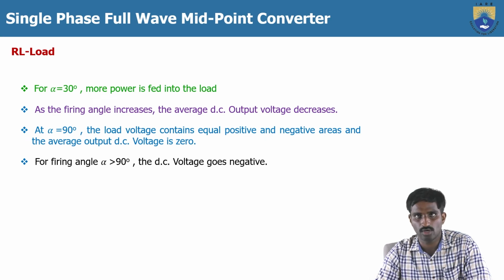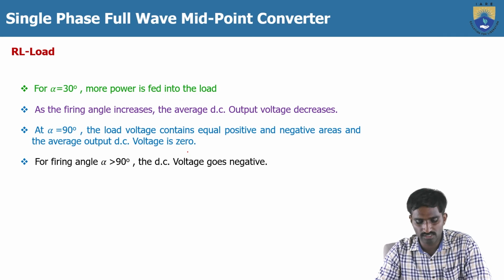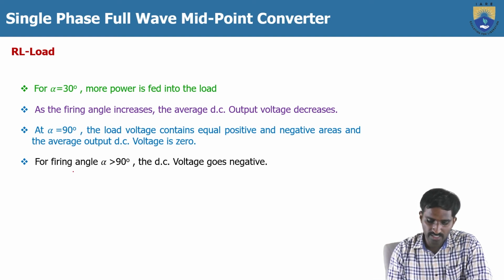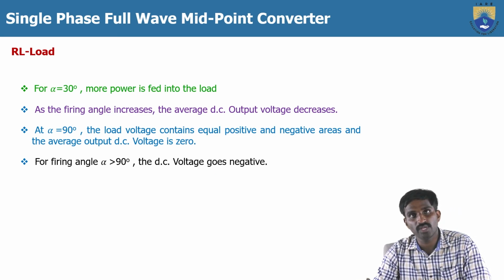Just now we have discussed how it is decreasing. At alpha equal to 90, the load voltage contains equal positive and negative areas, so that the average output voltage is 0. And when the firing angle is greater than 90, then the DC voltage goes negative, which means in this case the load is supplying to the source. The same as the full bridge inverter that we discussed in the previous class.